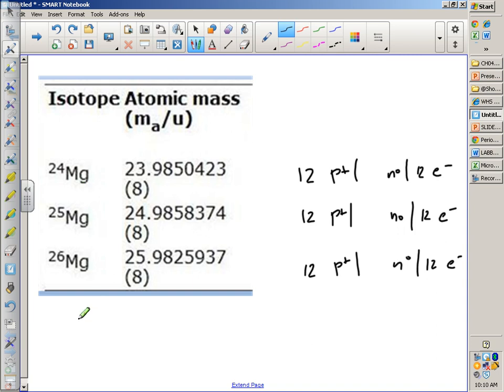And the mass number then, Omar, what can we tell about the number of neutrons in this case? The first one's 12, second one's 13, and 14. Okay? Good there.